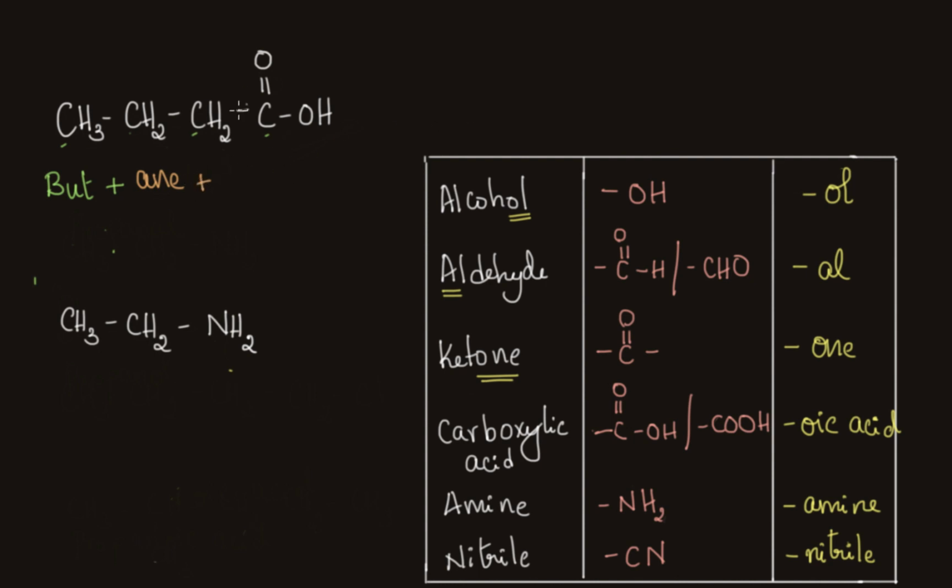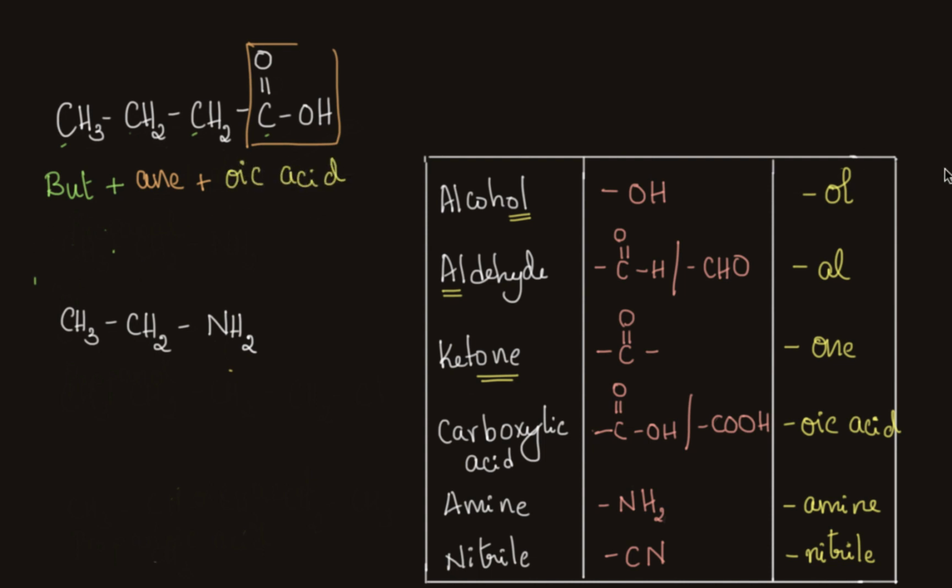Plus, now we learned about the secondary suffix, right? In order to know the secondary suffix, we have to look for the functional group. So the functional group present over here is COOH. So what is the suffix we use for COOH? So COOH is carboxylic acid, and the suffix we use is oic acid. So this is oic acid.